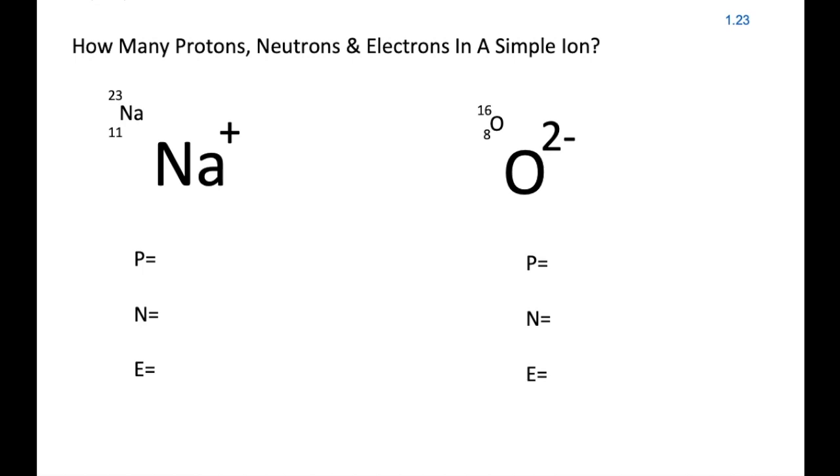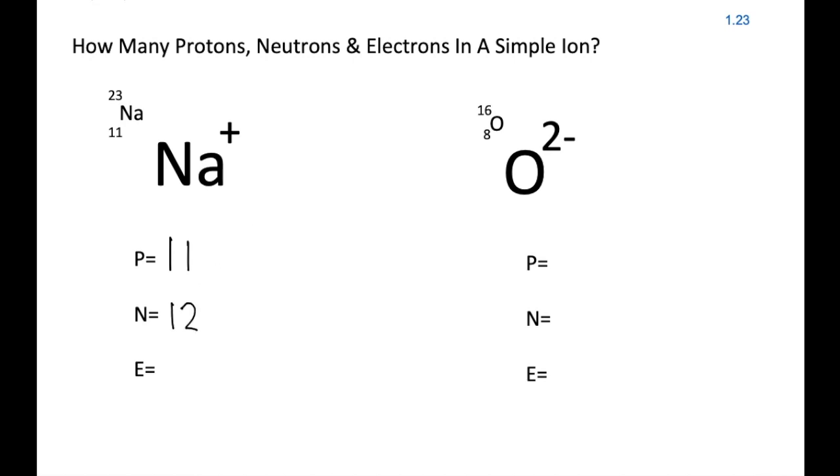Now the first example is the 1+ charged sodium ion. And we know the number of protons is the same as the atomic number, and this is 11, and this is a number which doesn't change. We also follow the same method for working out the number of neutrons, which is to take away the atomic number from the mass number. In this case, we have a mass number of 23 minus an atomic number of 11. 23 minus 11 is 12.